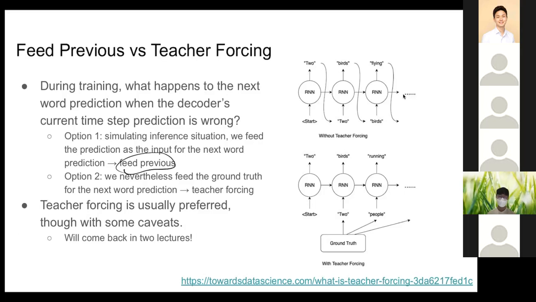Okay, so you might be confused what this means. So I'll come back to this probability distribution we talked about. Let's just assume that we have just two words to predict. Very simple.